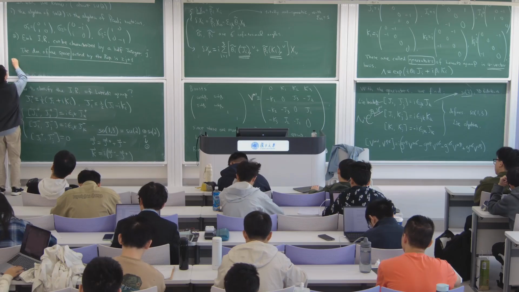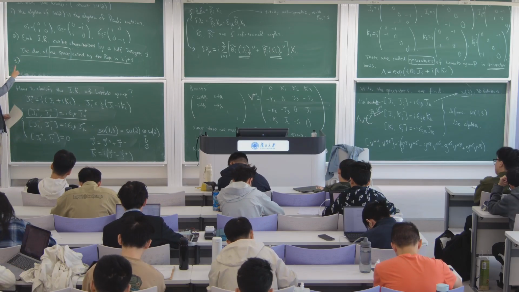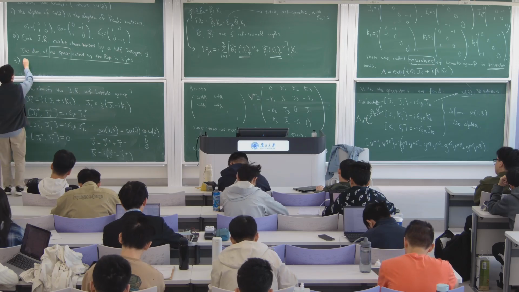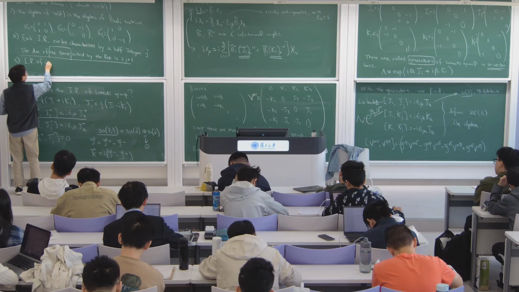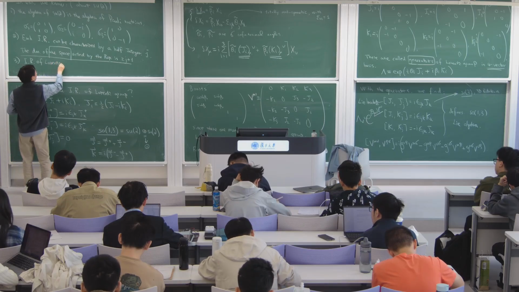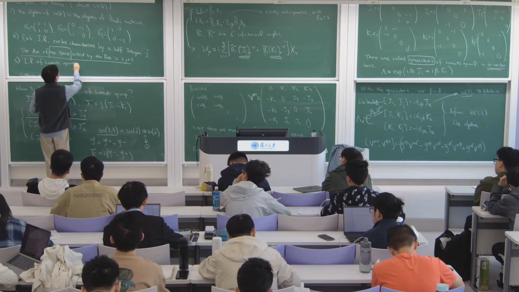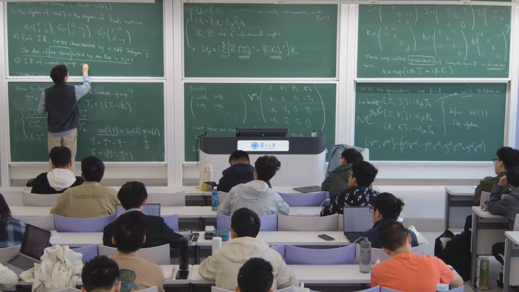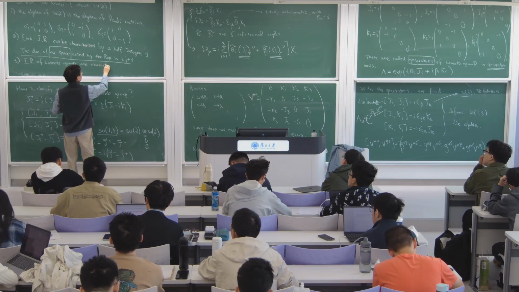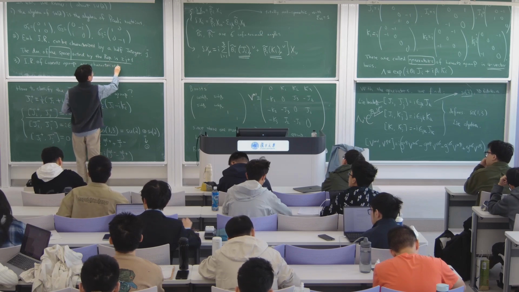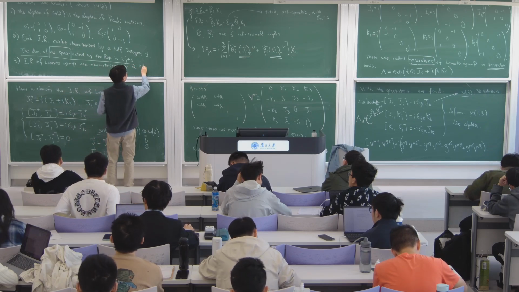Therefore, number 3, because of the above classification, the irreducible representations of the Lorentz group are characterized by two half integers, right?